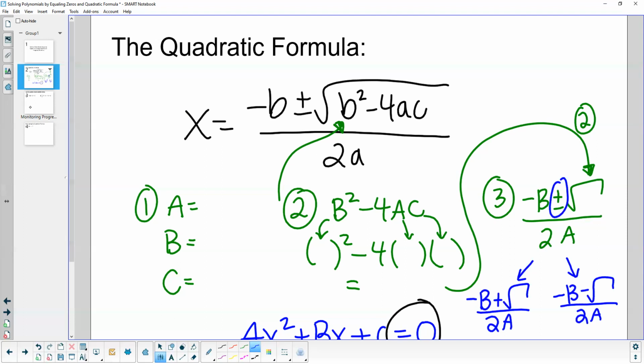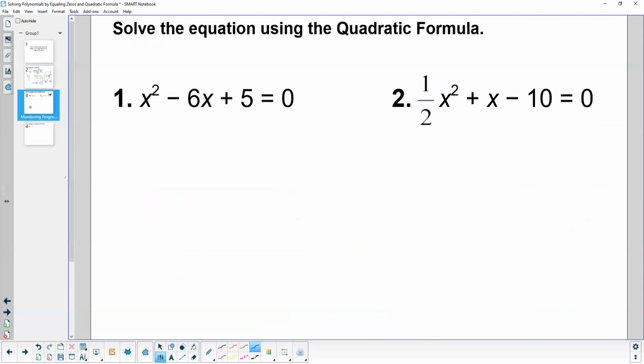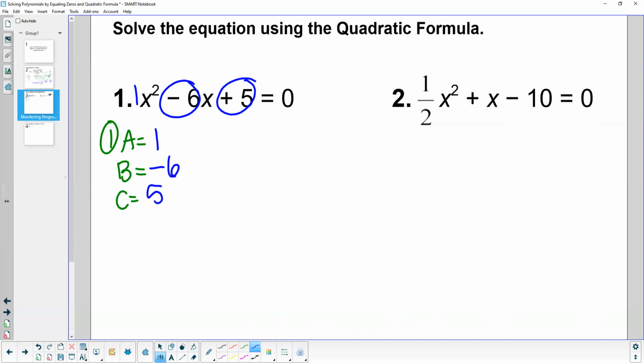So let's take a look at our first example. Very first, before we do anything else, anytime we do the quadratic formula, we need to decide what a equals, what b equals, and what c equals. In this case, a is going to be in front of the x squared, so our a is going to be 1. B is going to be the number in front of x, so negative 6, and c is our constant, so 5. Perfect.